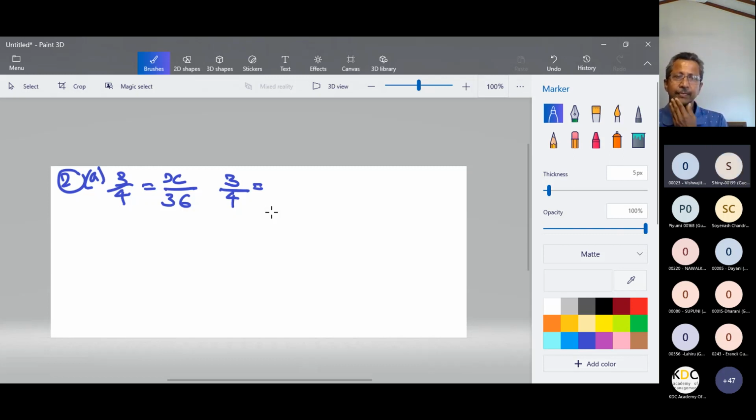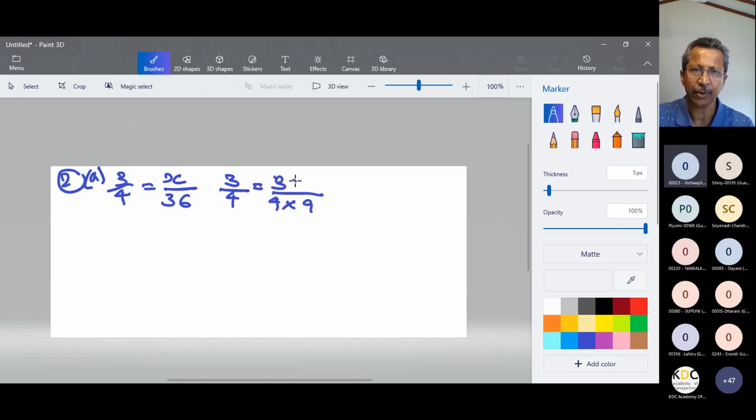Sir, is the answer 27? Huh? 27. Correct. I will show how it comes. We have to multiply this 4 by 9. 4 into 9 is 36. Then 3 into 9, since we multiply the bottom, we multiply the top as well, 3 into 9 is 27. So 27 divided by 36. So x is equal to 27. Very good.